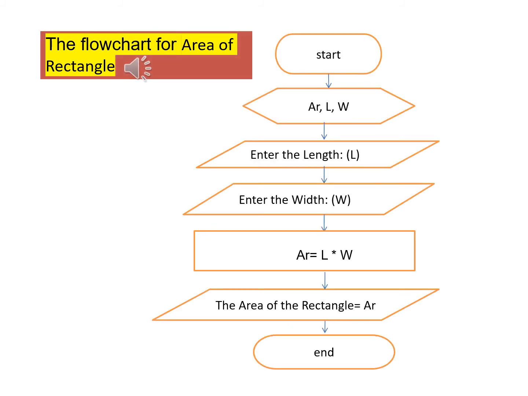The next flowchart is the area of rectangle, starting with the terminal, then the initialization for the formula of the rectangle. Then next is the message for entering the length and the input variable L. Next message is enter the width and the input variable W. Then next is the formula for the computation of the area of rectangle stored to AR. Then next is the result of the rectangle, and last is the end terminal.